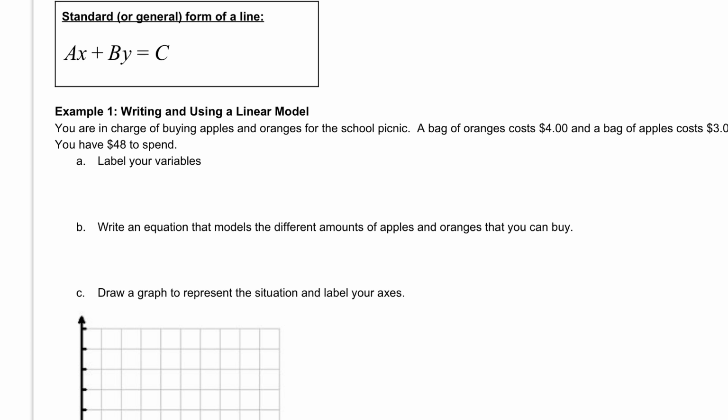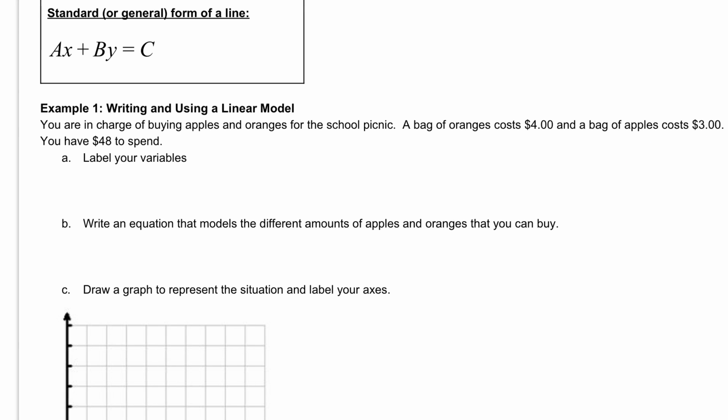Let's take a look at example 1. It says you are in charge of buying apples and oranges for the school picnic. A bag of oranges costs $4 and a bag of apples costs $3. You have $48 to spend.